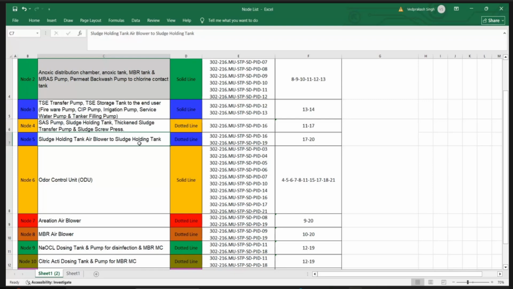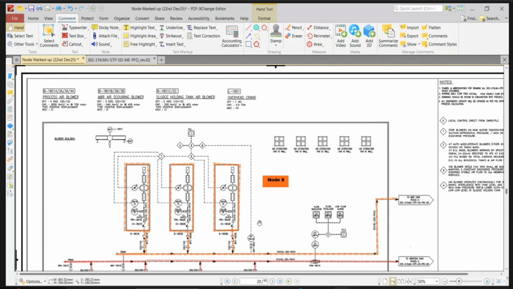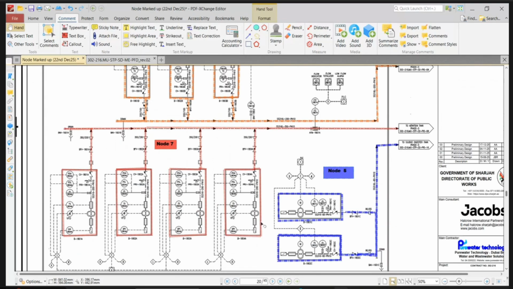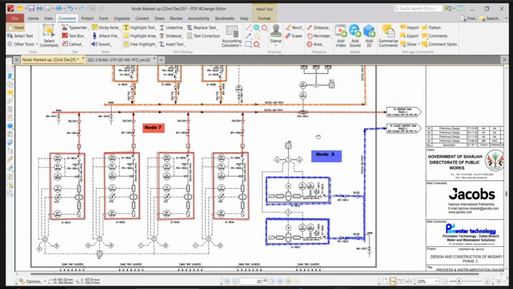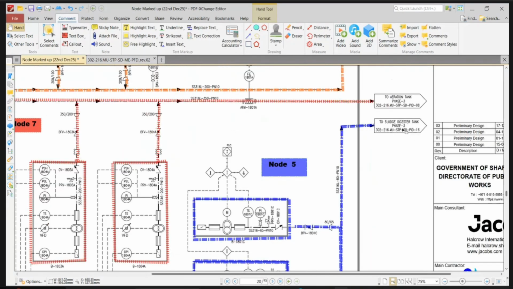Blower. Just a minute, give me a second. I'm just trying to search number 70 and 20. Yeah. So this is node number 5. And then sludge goes to the digester tank. This one, number 16.